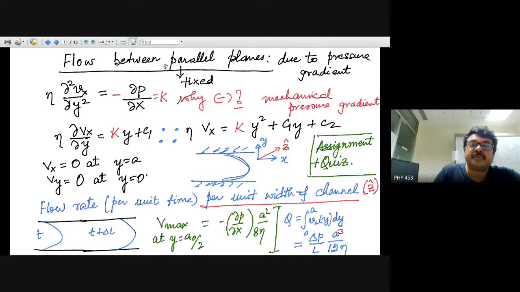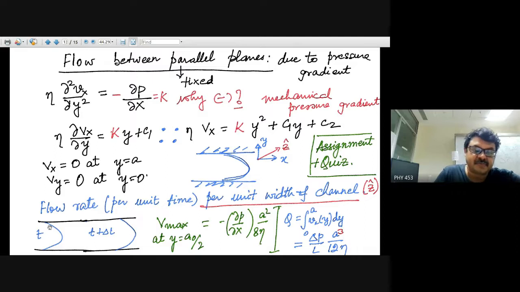Now, force between parallel walls due to pressure gradient. Suppose you have a pressure gradient, then the Stokes equation will be, and the boundary conditions will be, velocity at the walls is zero, so the walls are non-moving. Hence, the velocity of the fluid at the walls will be zero. So the equation will be eta del 2 Vx del Y2. Again, you have a pressure gradient in this direction, say.